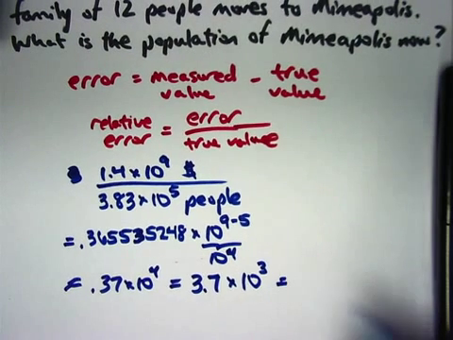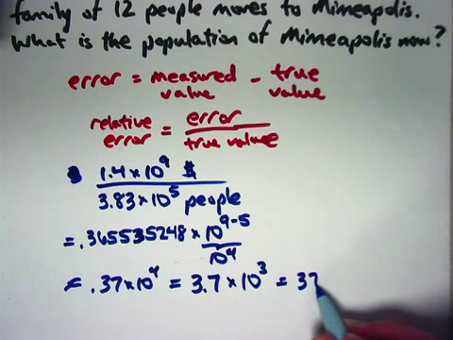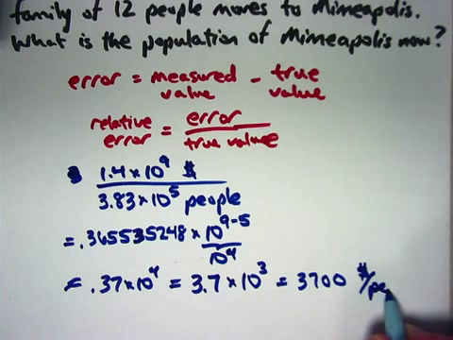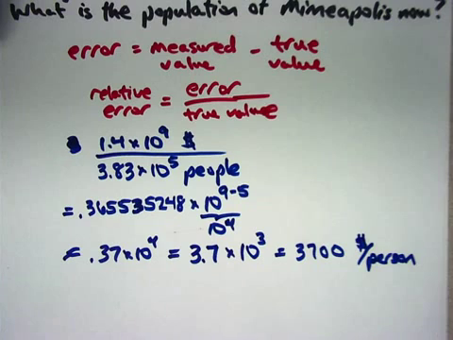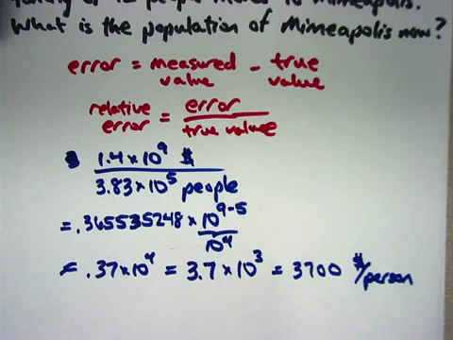And in ordinary notation, 10 to the third is 1,000, so this would be 3,700. Don't forget your units, dollars per person. There's your per capita spending, your per person spending for the city of Minneapolis. It's an approximation, not necessarily the exact answer. All the numbers involved are estimates. This definitely could be off, but based on the information we have, that's as good as we can do.